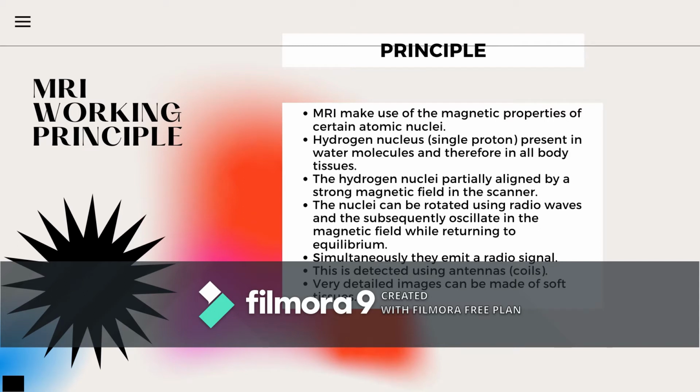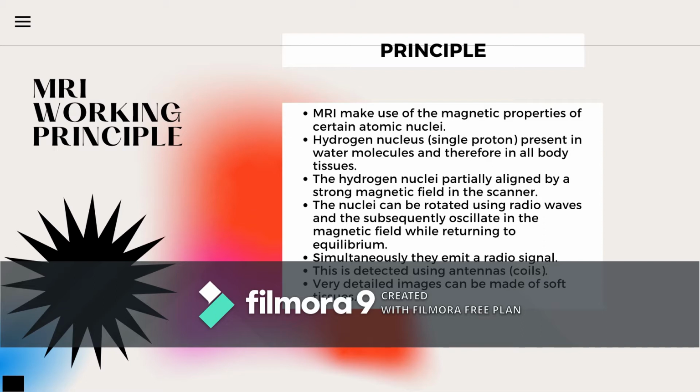Working principle of MRI. MRI makes use of the magnetic properties of certain atomic nuclei. A hydrogen nucleus, which is a single proton, is present in water molecules and therefore in all body tissues. The hydrogen nuclei are partially aligned by a strong magnetic field in the scanner. The nuclei can be rotated using radio waves and subsequently oscillate in the magnetic field while returning to equilibrium.